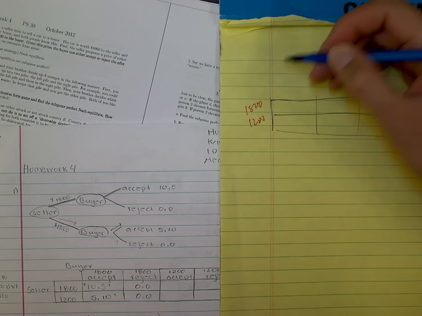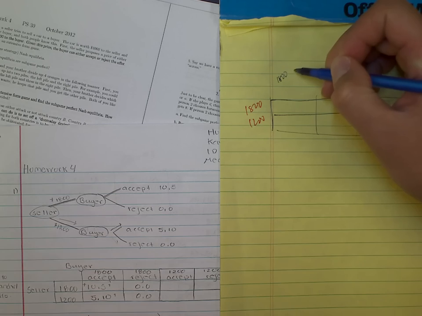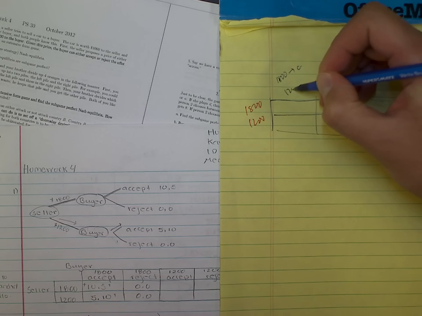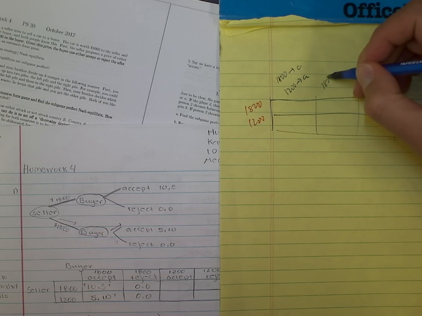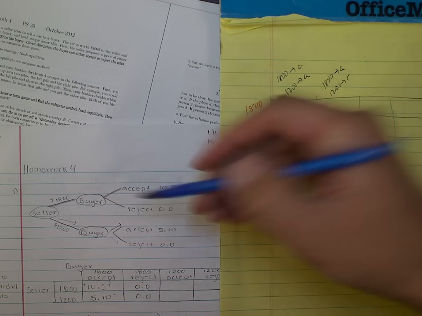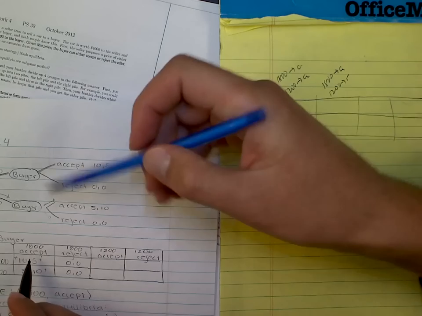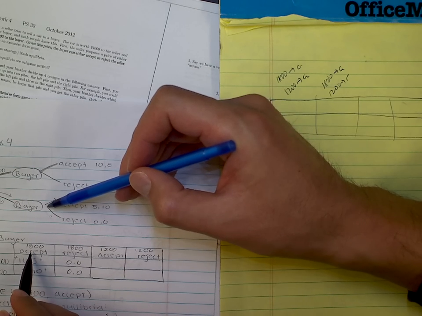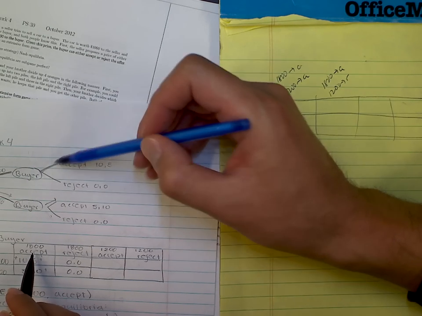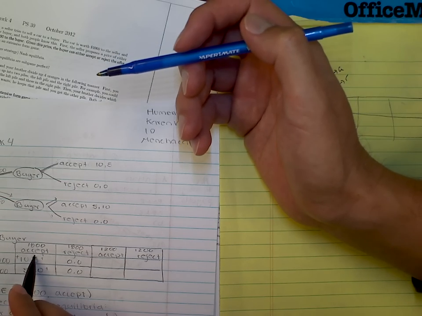One will be accept, so 1800 accept, 1200 accept. In other words, accept both. Another one will be accept 1800 but reject 1200. You see, it'll be up playing here, then here. So the buyer strategy is going to be a choice of what to do here and a choice of what to do here. It's like a combination. So one of those combinations is accept here and accept here. That means accept anything. Okay, so it'd be like 1800 accept and then 1200 accept?